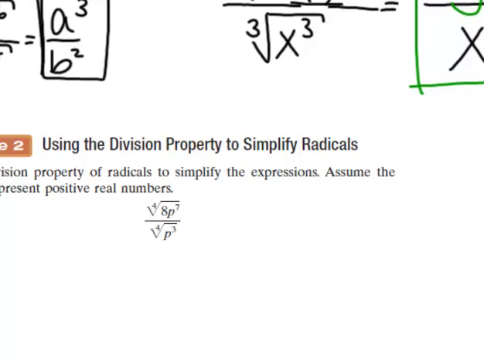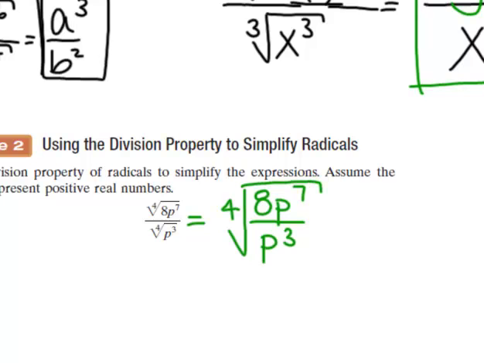So what I want to do next is turn this into one big 4th root, not square root. So then we have 8p to the 7th divided by p cubed. We can use that rule to combine things back. And now, when we have all of this fraction inside of here, we can see that p to the 7th divided by p cubed just gives us p to the 4th. So then we have the 4th root of 8p to the 4th.